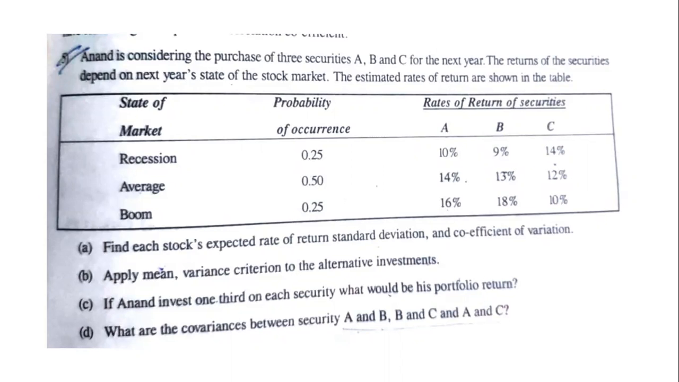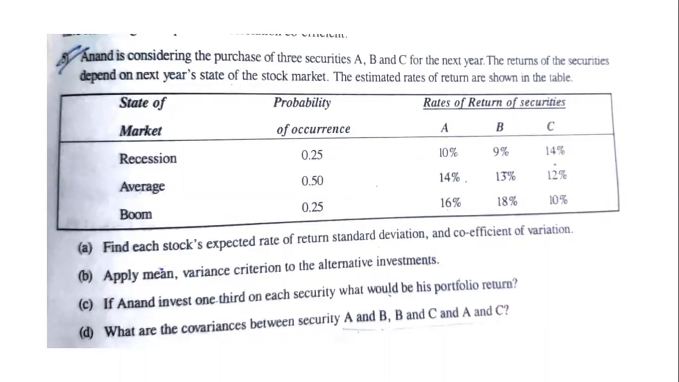So Anand is considering the purchase of three securities, that is A, B, C, for the next year. And the returns of the security depend on next year's state of the stock market. That might be recession, average, or it might be boom. So estimated rates of return are shown in the table.